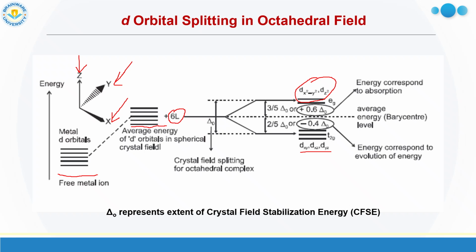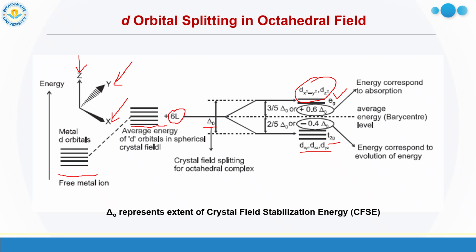So the lower 3 d orbitals, this set is known as the T2g set, whereas the upper 2 orbitals are known as the Eg set of orbitals. Now if we see the energy gap between these two, the energy gap between the T2g and Eg is the del O.